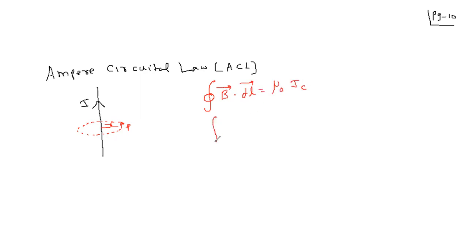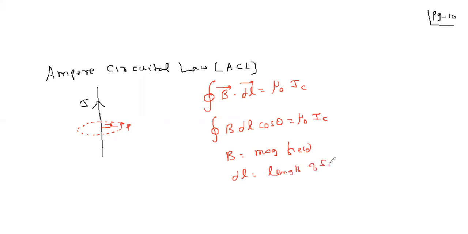So what should we do with this law? We should memorize it. So closed integral of B dl cos theta equal to mu naught IC is the definition of Ampere circuital law. Here what is B? B is the magnetic field. What is dl? dl is the length of a small element in the loop, a small portion of the loop. What is theta? Theta is the angle between magnetic field and dl.